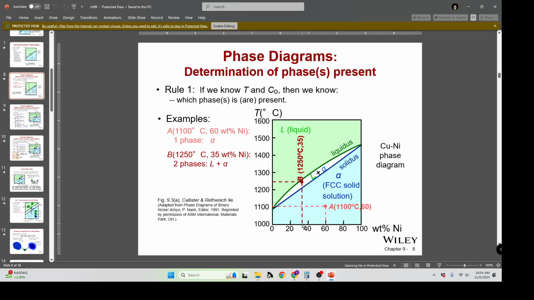So for 35 weight percent for this first case, at 1250 C, we're in the envelope with liquid plus alpha. So that's the composition is two phase liquid plus alpha. For the second set of conditions at 1100 C and 60% nickel, you have one phase and it's alpha, only the solid. So that's what we do.